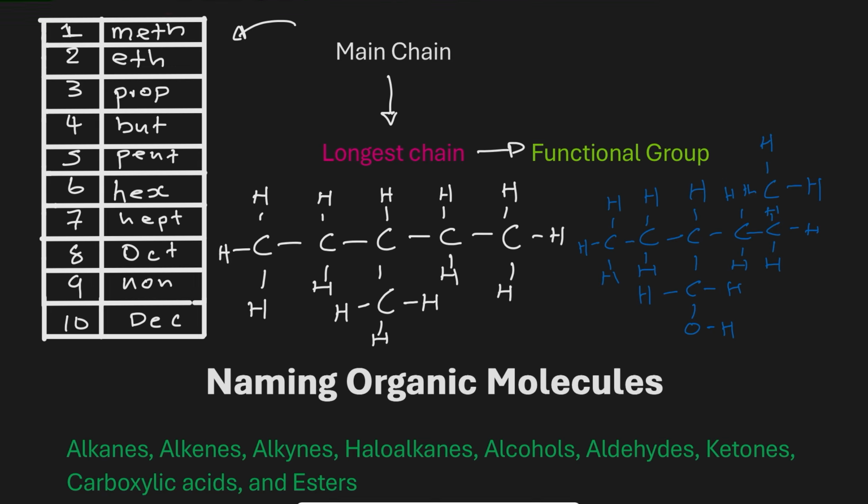Now, remember we said the main chain that we have is this chain in this molecule. So now we're going to say, okay, in our main chain, we have what? We have 5 carbons. So what is 5 carbons? 5 carbons is represented by pent.